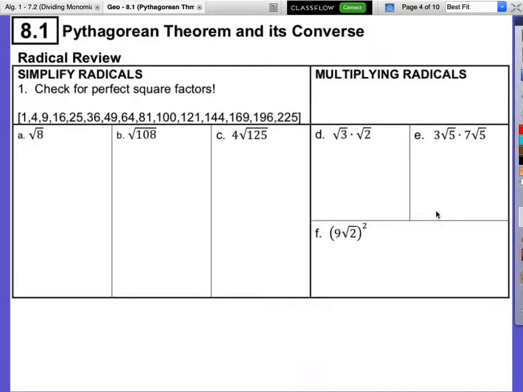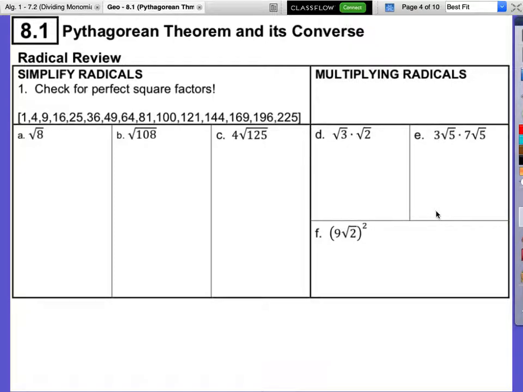So our first one we're going to do is a radical review. Let's first just look at simplifying radicals. This covers a lot of what was on the board, but we're going to start with just the first step. What we want to check for with radicals is perfect square factors. We're going to say that a radical, like the square root of 8, is equal to two square roots being multiplied together.